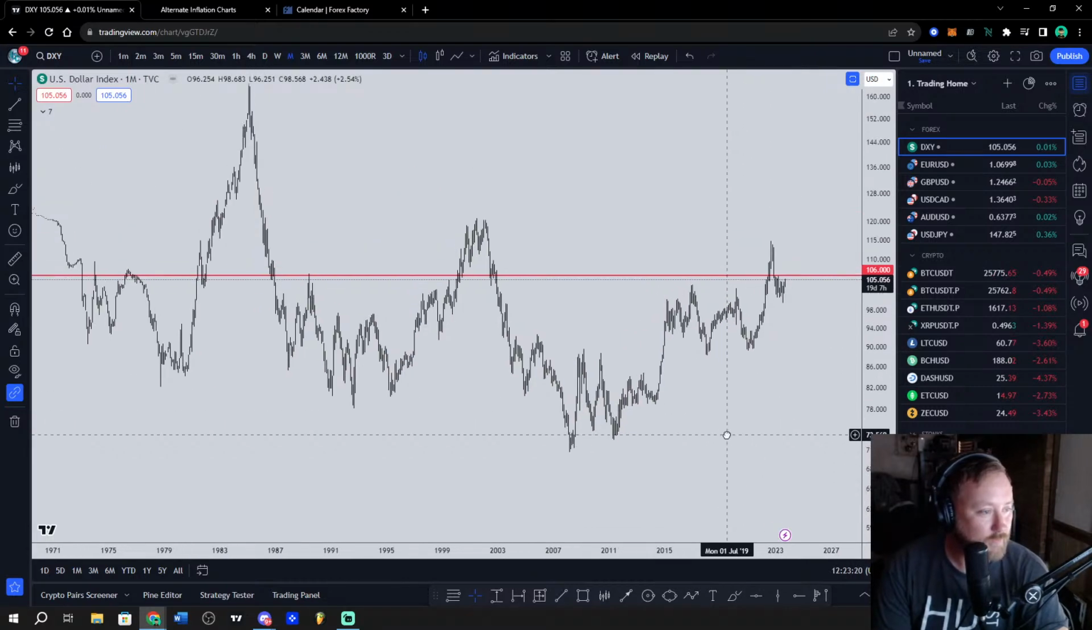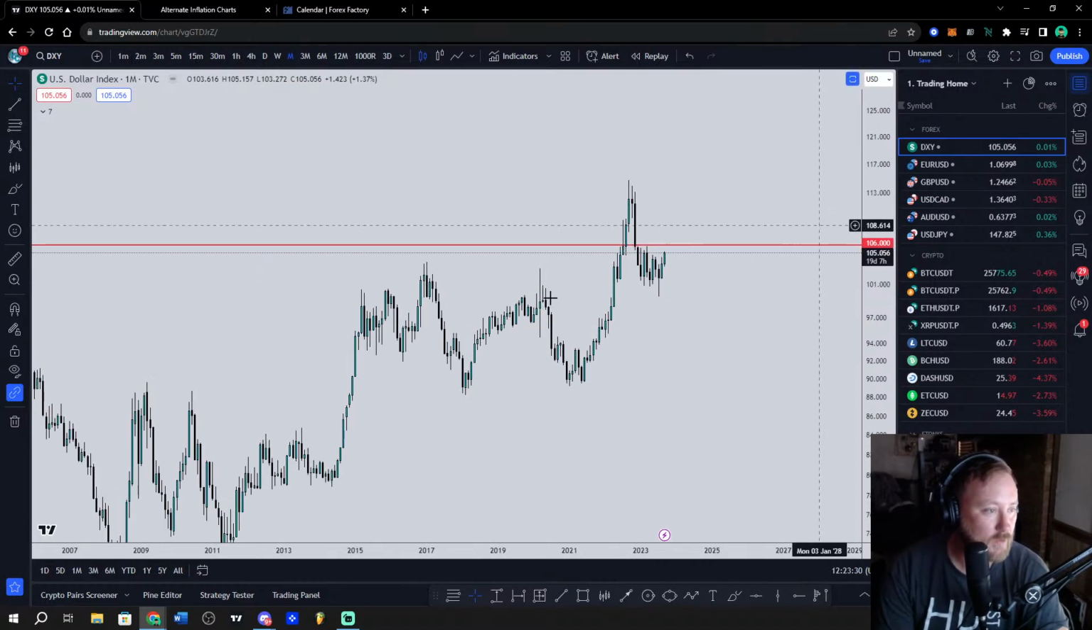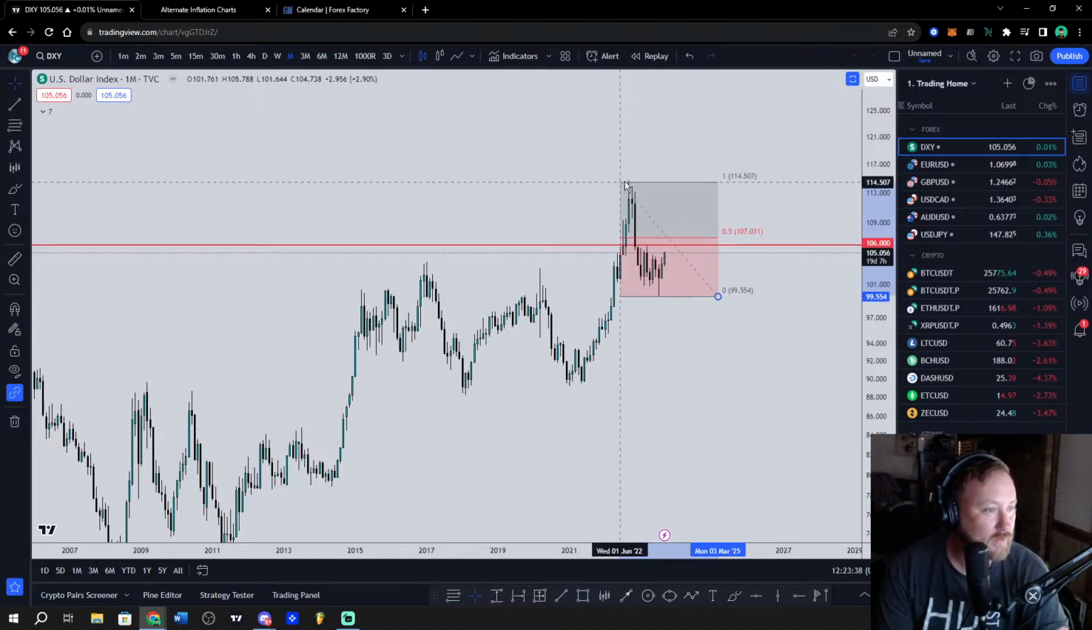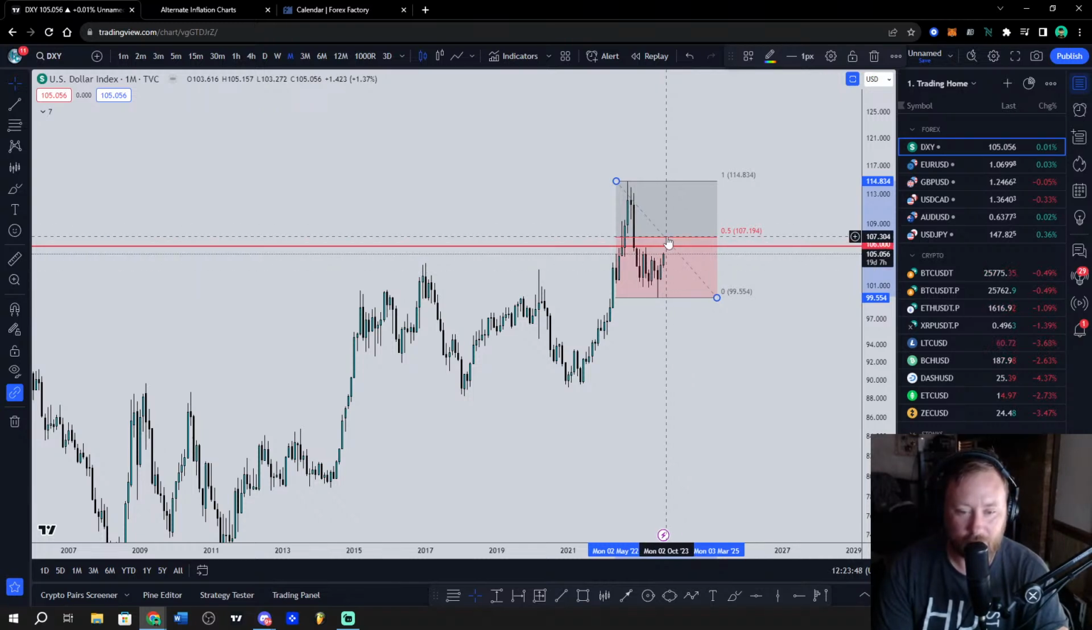Alright. I say 0.5 fib from top to bottom, then retrace. 0.5 fib. So he's saying 107, basically. 107.03. 0.5 retrace. And then 0.5 from top to bottom, and then a retrace. Is this what you're saying, Alex?